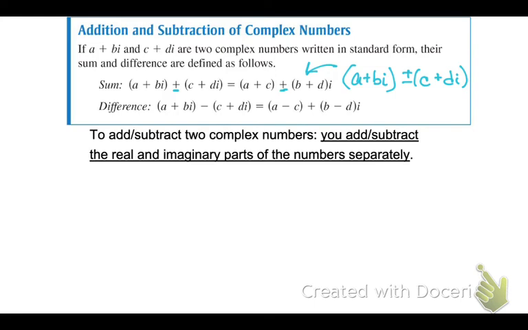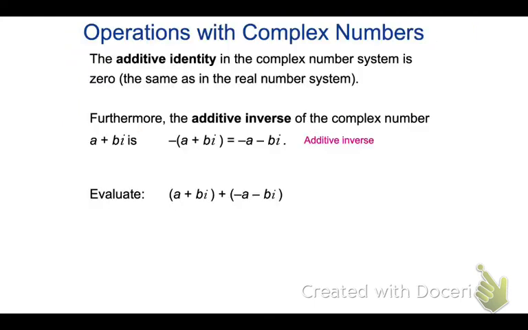Am I good? Okay. Additive inverse. The additive identity is 0. Is that not the additive identity of anything out there? Yes? Okay. The additive inverse is just the negative of it. So you distribute the negative through. That's the one big thing that people forget.